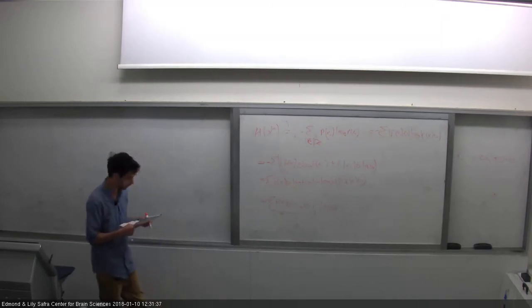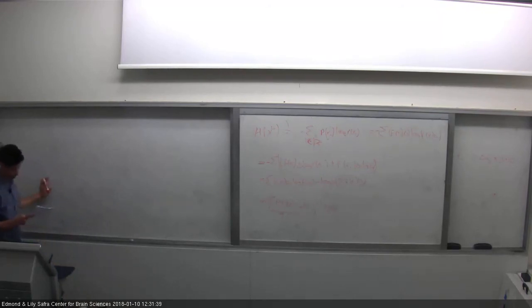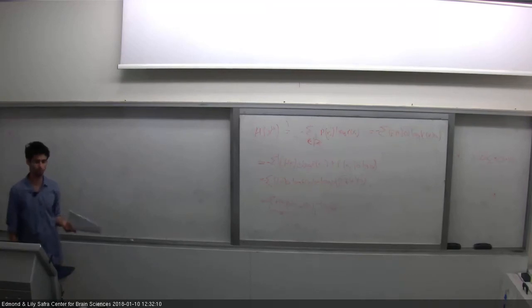Okay. So now let's look, for example, at the entropy of a normal distribution. We have a random variable that is normal with some mu and sigma squared, and we want to calculate the differential entropy of it. Okay? So, what is the differential entropy of the normal distribution?